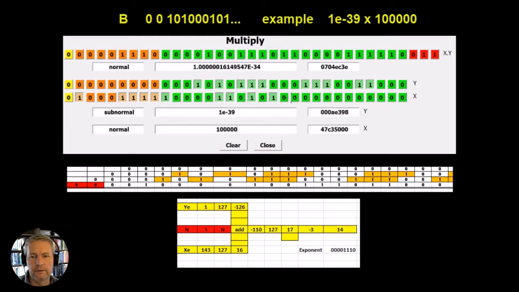So let's again look at the exponent first of all. So we're going to have a normal times a subnormal will give us a normal result. So we treat these as we would normally. The x exponent is the normal number and it's going to be our 143, which is here. Minus 127 gives us 16. And the y value here is a subnormal value. So again it's going to be minus 126. So we add both of them together, we get minus 110, and then we add on the 127 and we get a value of 17.